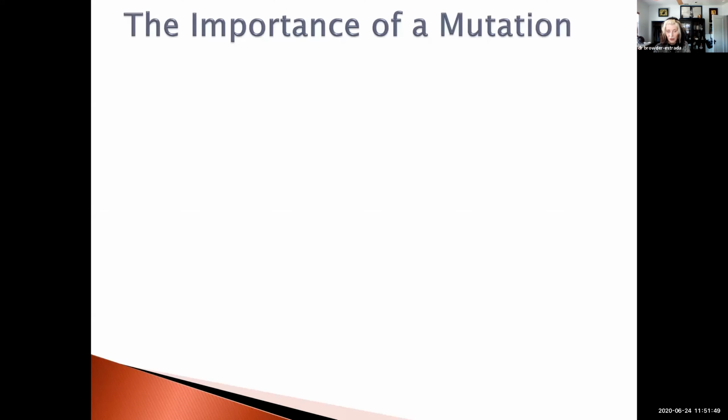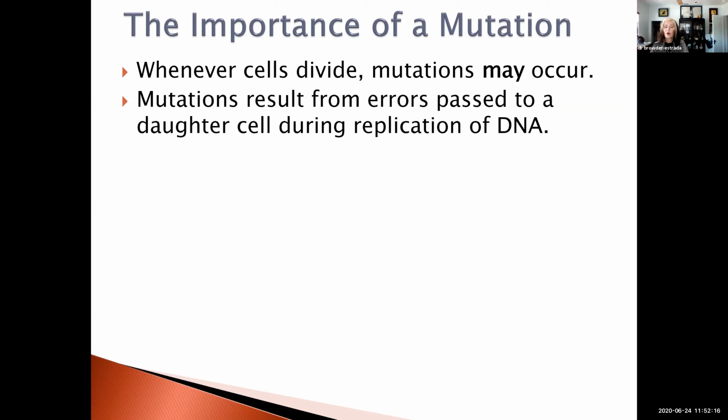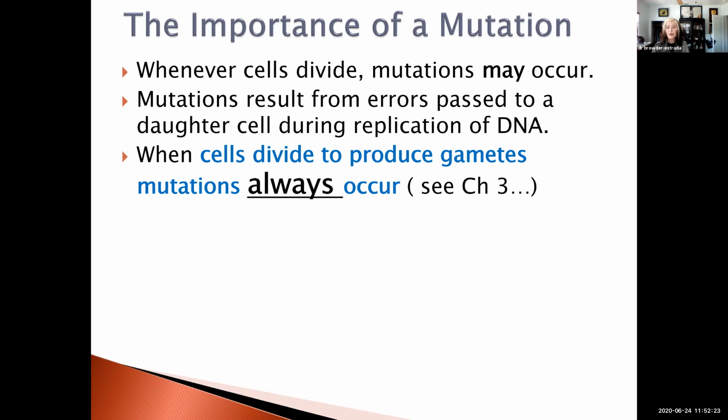Mutations. Whenever any cell divides, mutations may occur. And that's just because as the chromosome copies itself and then lines up with its copy in the X form, which are the chromatids attached at the centromere, if all that doesn't go smoothly, then even for somatic cells, there can be changes. However, this is the big one for our class. If we're looking at cell division that produces a gamete, then mutations always occur. And this isn't an exaggeration or me being emphatic. We know that all gametes carry mutated chromosomes.